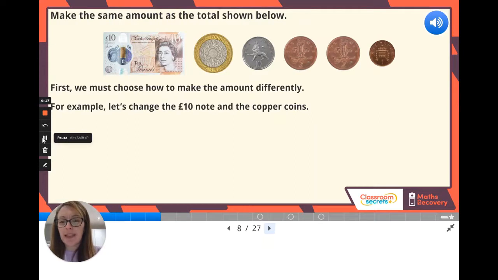What could we use instead of one £10 note? What else could we use? And instead of two 2p coins and one 1p coin, what other coin could we use? So I'm going to give you a little chance to have a think and then I'll show you the answer.